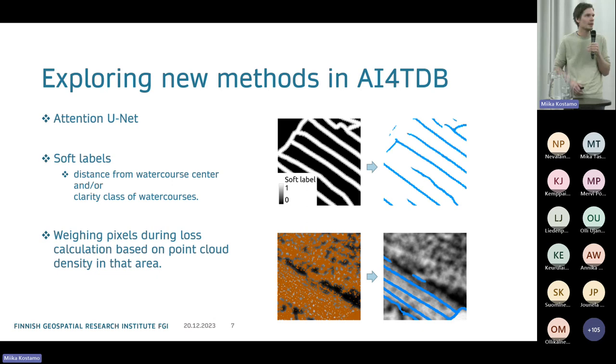Then we tried, because this point cloud that we generate the elevation model from is not very evenly distributed, there are a lot of big gaps in between points. So we had this idea, okay, what if we weigh this loss calculation, so when it compares the prediction to the label data and then makes adjustments to the neural network parameters, if we weigh each area based on how dense the point cloud is at that area. Would that help? But actually what we realized is that then it just doesn't learn anything about those areas, so it probably doesn't work that well. So really with these methods we didn't find any improvement to the results.